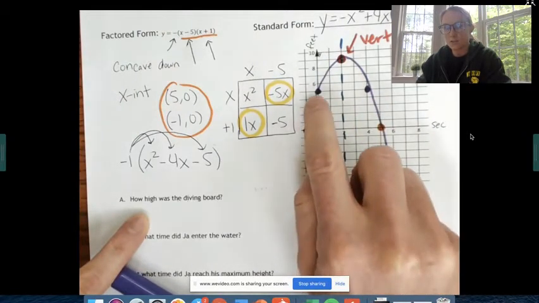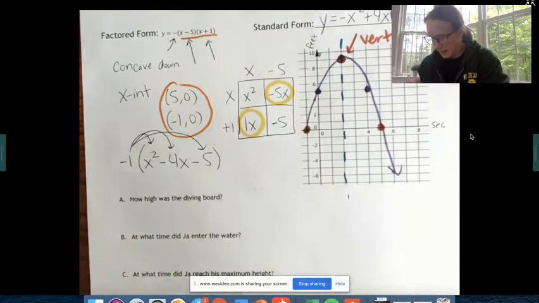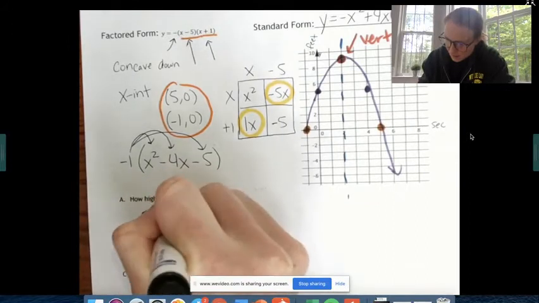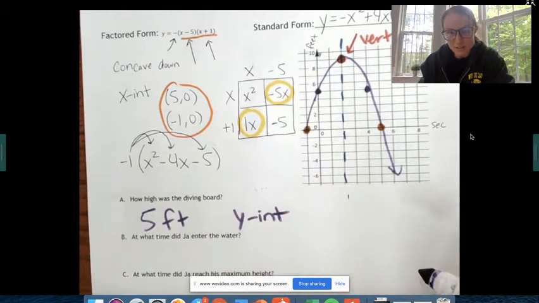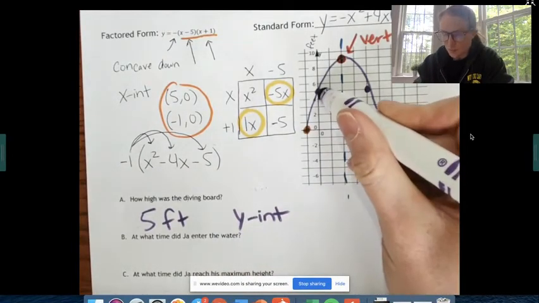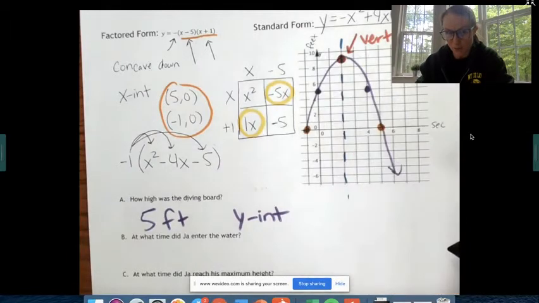All right, so this right here, the diving board was 5 feet high. And I got that from the y-intercept. Because the y-intercept at 0 seconds, that's when he was on the diving board. So the diving board was 5 feet above the water.